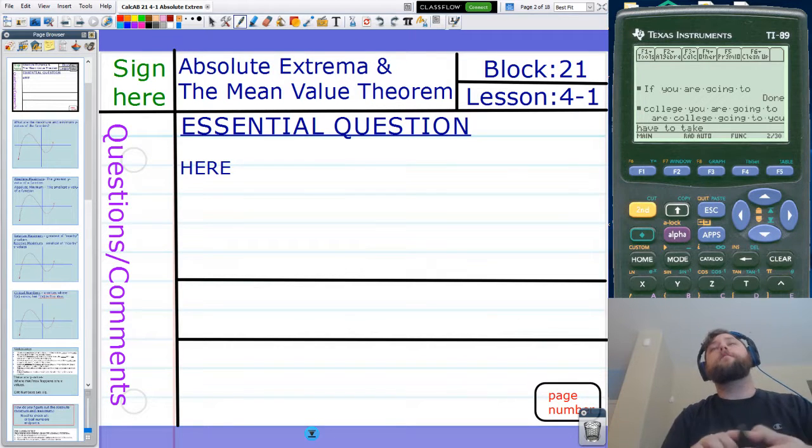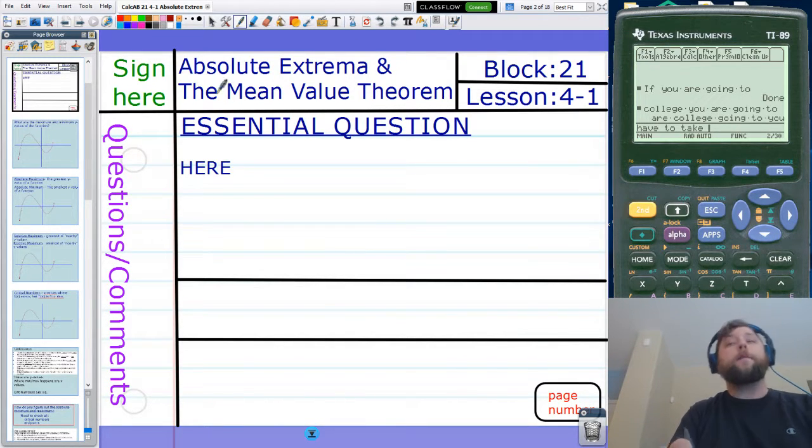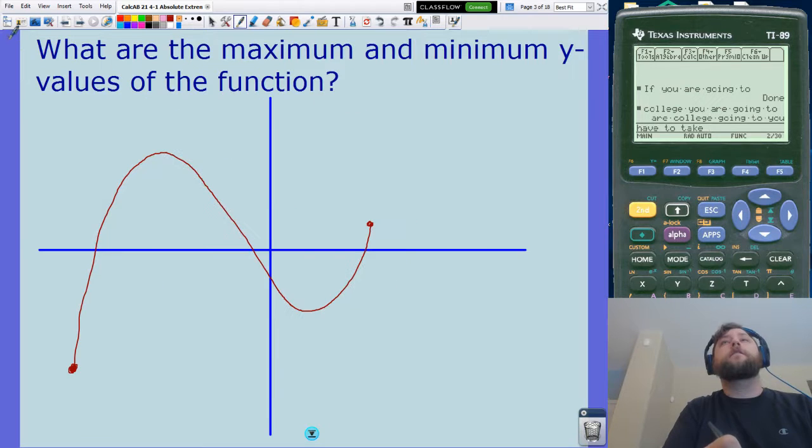Welcome, Calculus AB. This is lesson 4.1, absolute extrema and the mean value theorem. Let's begin. Take a look at this function right here. What are the maximum and minimum y values, or where are they at? Let's just ask that question.